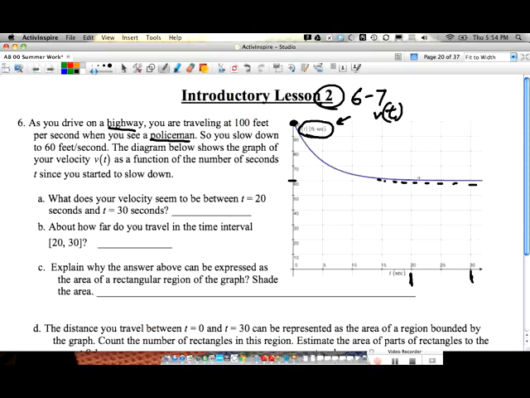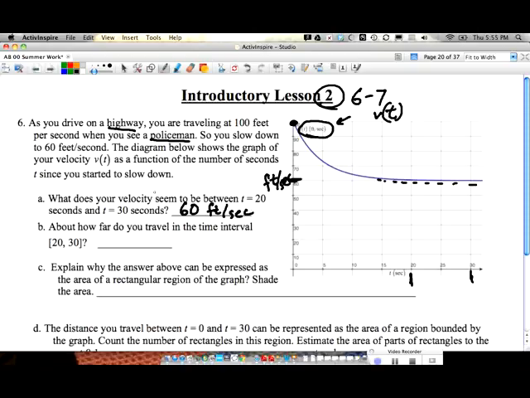Well, here's 20, here's 30. So what's this velocity? It looks like it's right at 60. So I guess it only took us about 20 seconds to slow down. So it looks like it's 60. Now we got to use units. Well, this side is feet per second here. So that's actually what our value is, 60 feet per second.